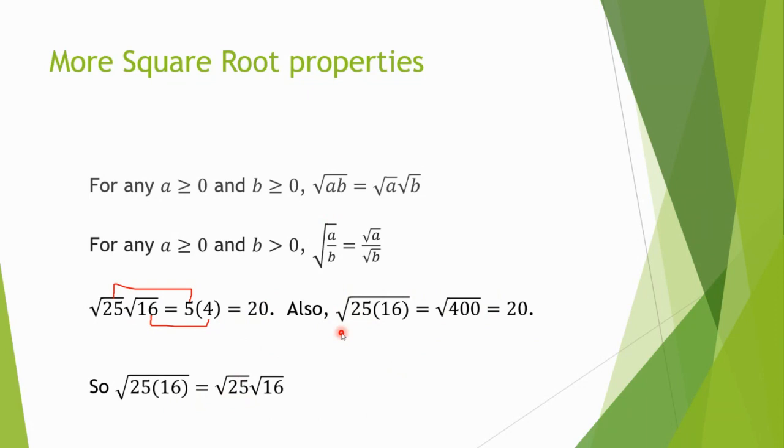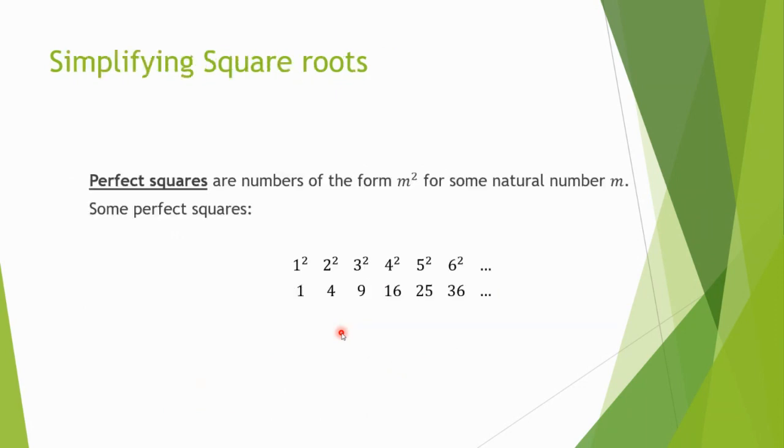So that's an introduction to square roots. What I want to do now is look at simplifying them. And to simplify square roots, we have to know what perfect squares are. And that's what this slide is telling us. A perfect square is a number that's equal to m squared, where m is a natural number. Natural numbers in this course are the positive integers. So I listed some of these perfect squares.